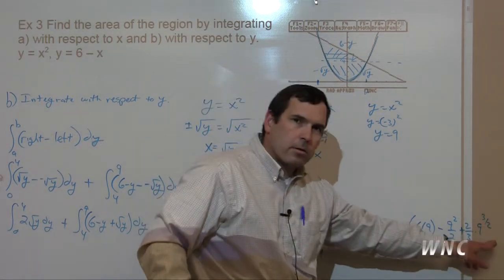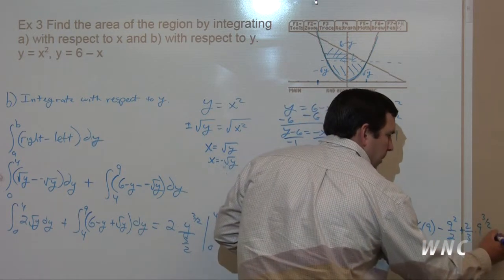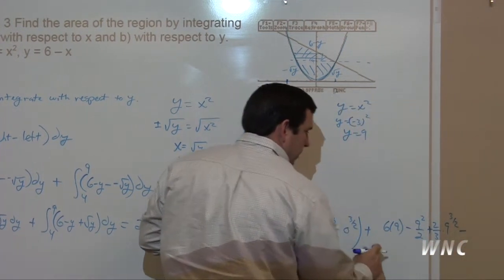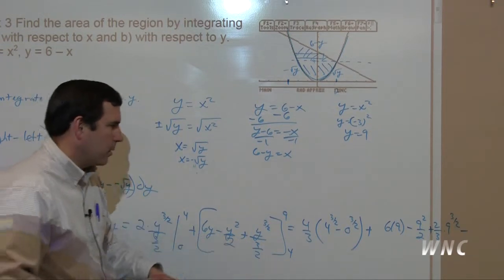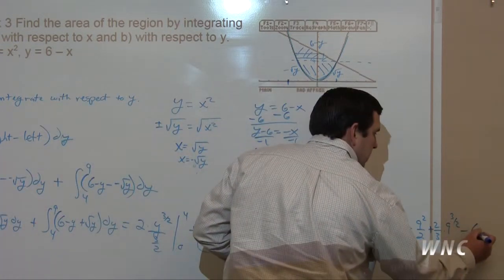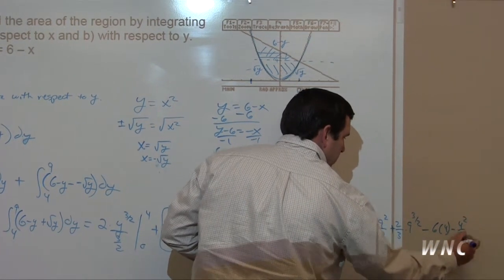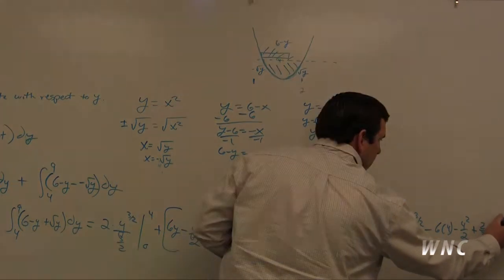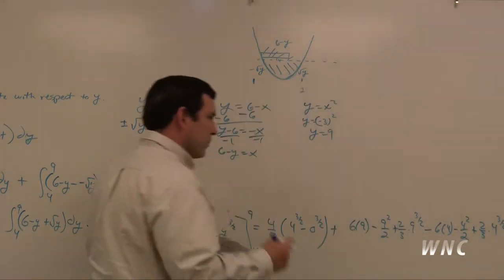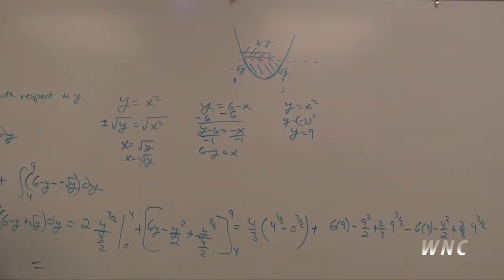Can you see this over here? Okay. Then minus, I don't need this parenthesis here. Minus what? I'm going to put 4 in there for the y's. 6 times 4 minus 4 squared over 2 plus 2/3 times 4 to the 3 halves. Let's finalize all this.